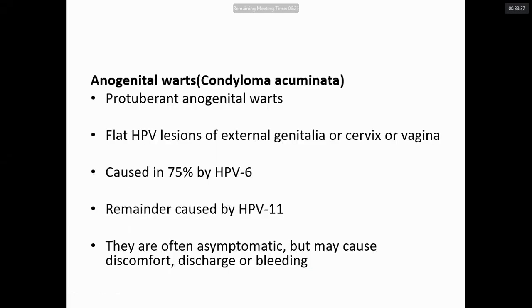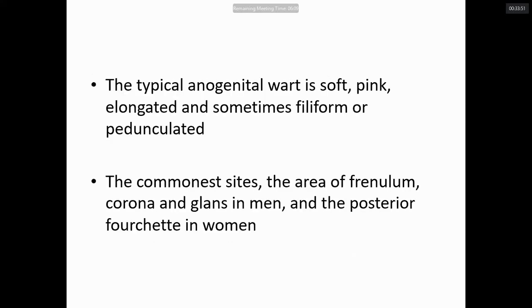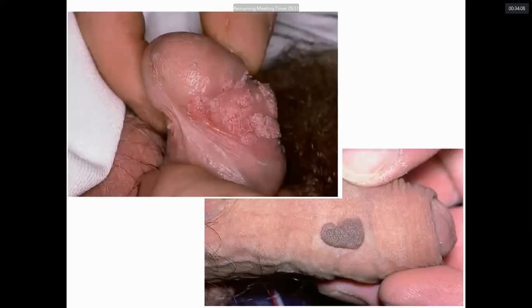Anogenital warts. They are mainly caused by human papilloma virus 6. 75% of the anogenital warts are caused by human papillomavirus 6, and the remainder is caused by human papillomavirus 11. The typical anogenital wart is soft, pink, elongated, and sometimes filiform or pedunculated. The most common sites are the frenulum, corona, and glans in men and the posterior fossa in women. These are the anogenital warts. Anogenital warts are also called condyloma acuminata.